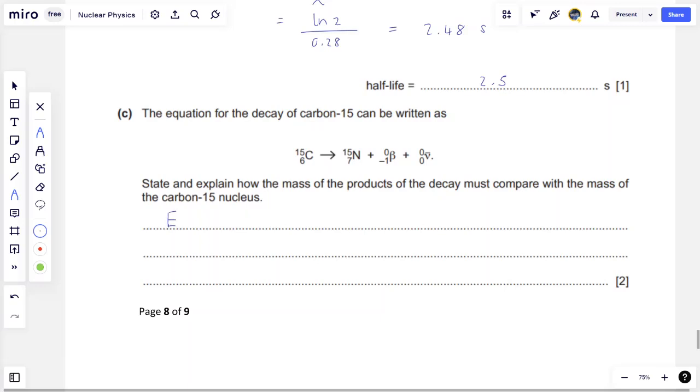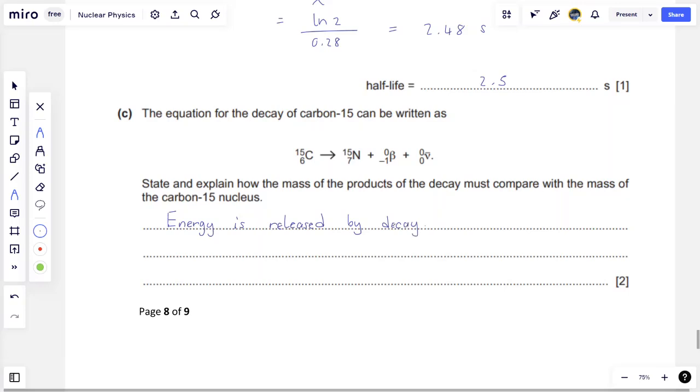These processes always release energy. They have to release energy. Radioactive decay occurs because something is unstable and it wants to become more stable. If you want something to become more stable, energy must be released. So energy is released by the decay. Very important point.